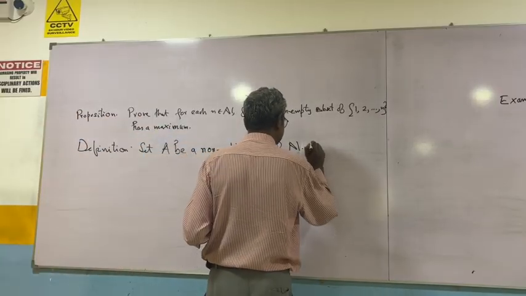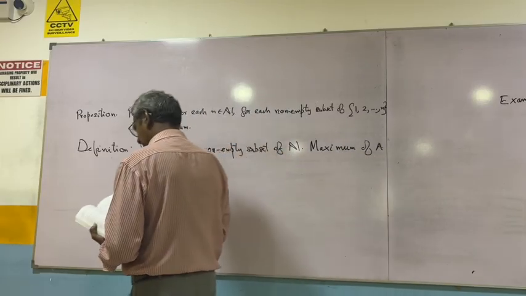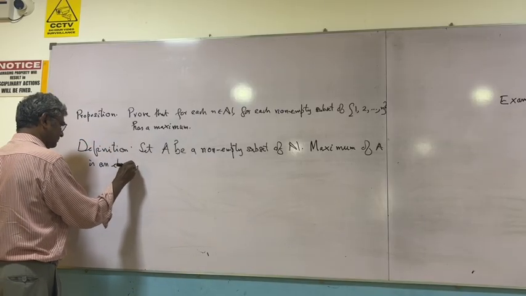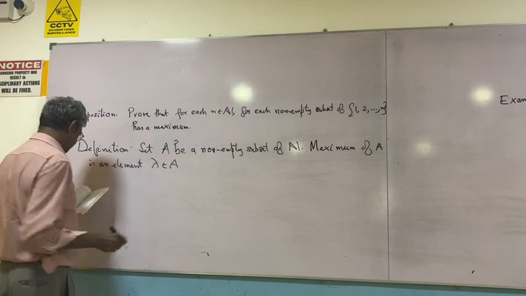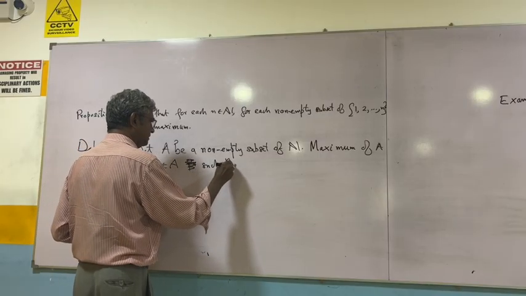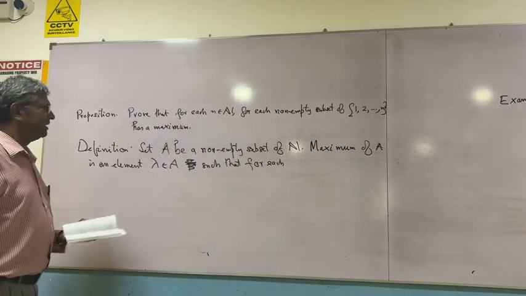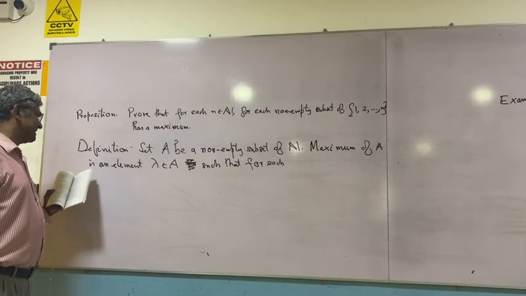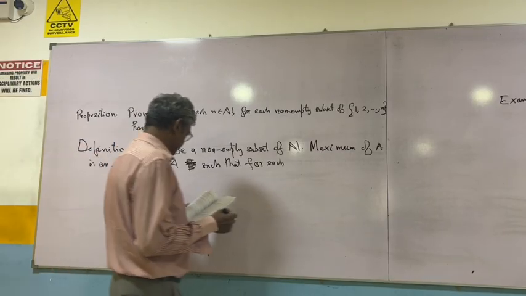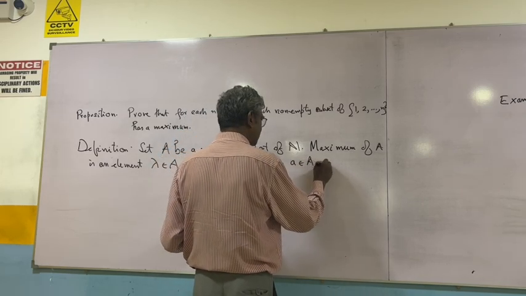Maximum of A is an element lambda belonging to capital A, such that for each a belonging to capital A, a is less than or equal to lambda.